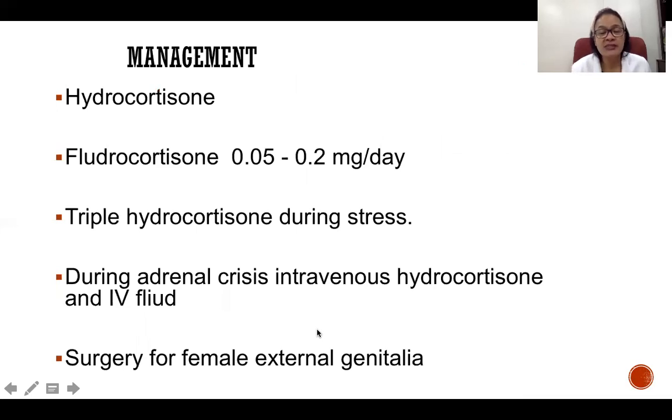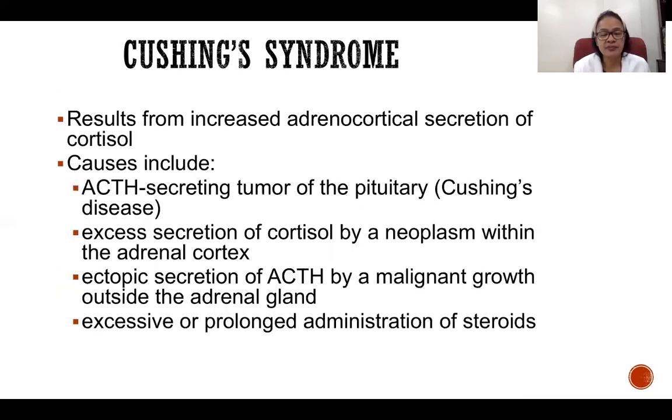So to manage these patients, you give hydrocortisone. Cortisone can be given, and then you need to hydrate your patients. And then, for the ambiguity of the external genitalia, surgery may be indicated.